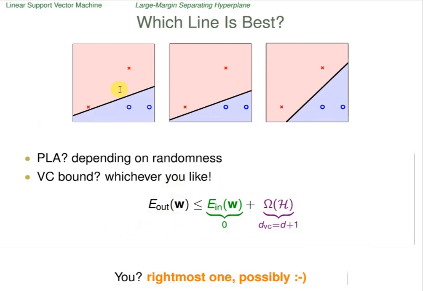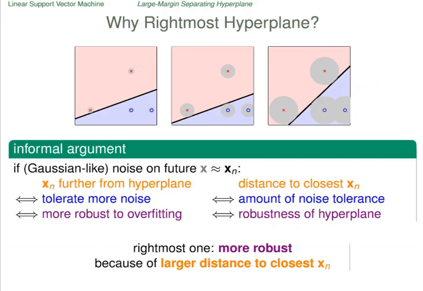Well, the VC bound may say one thing, but surely our intuition can say that, given 3 hypotheses, the rightmost separator is preferred. Why? Let's think about it. Can we somehow justify why the rightmost hyperplane is the best or the preferred one? What kind of argument can support our intuition?